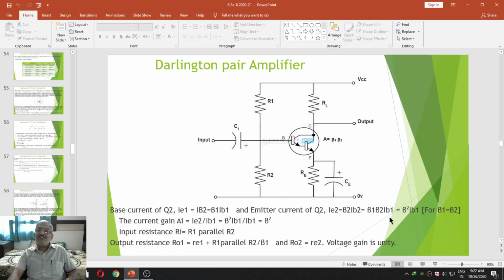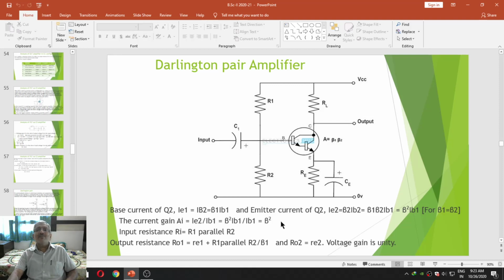If both transistors are of the same make, identical, then beta 1 is equal to beta 2. If beta 1 equals beta 2 equals beta, then the same equation we can write as IE2 equal to beta square into IB1. Therefore, the current gain of this amplifier is IE2 upon IB1, because IE2 is the same as IC. And IE2 is equal to beta square IB1 divided by IB1. IB1 will cancel, and here the current gain AI becomes equal to beta square.